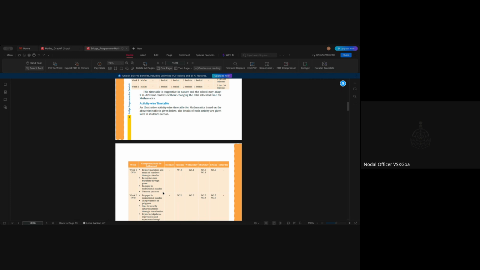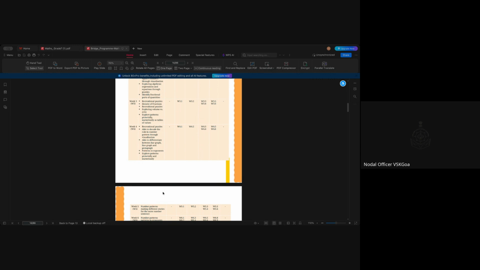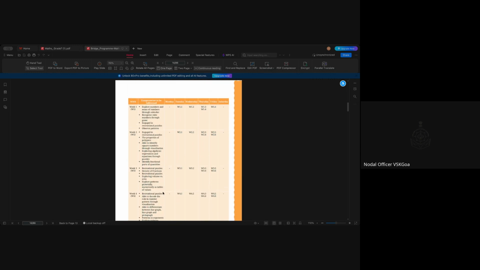Now, you can see there are 6 weeks mentioned, and each week has 5 to 6 activities to perform. There are only 5 or 6, only the 6th week has 9 activities to perform.